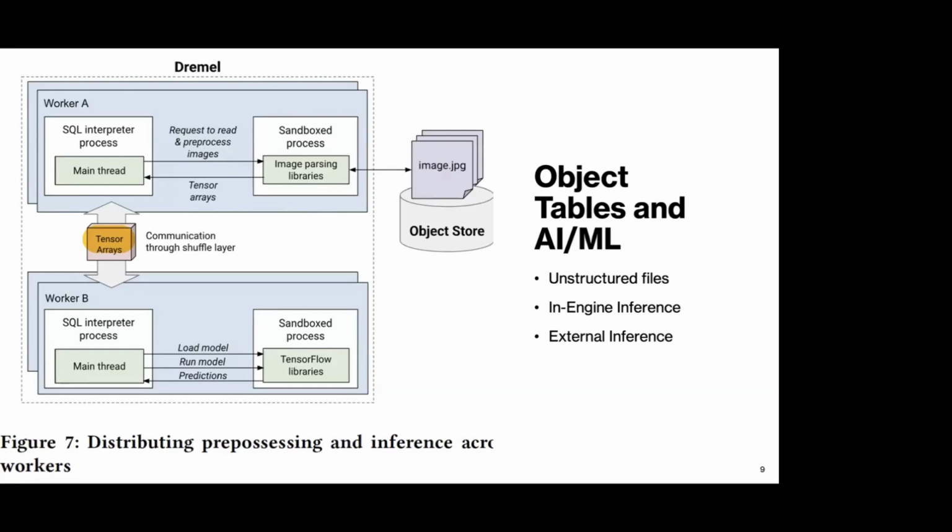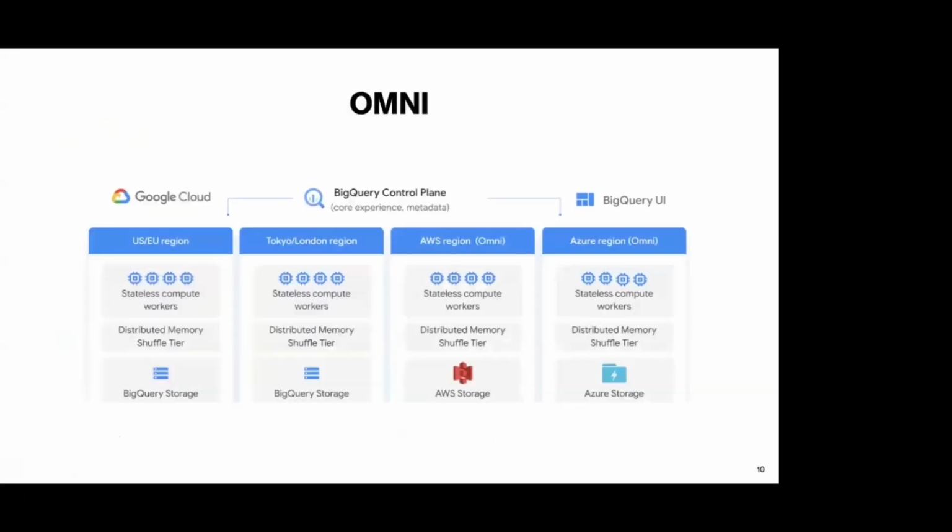What they do is that they load the data and the model on different workers to reduce the amount of information that they have to hold in the worker memory, and they only communicate the tensor arrays, which are much smaller. So this way they can do what they call in-engine inference. And for external inference, so let's say you have an ML model deployed somewhere, they just call the API. They don't need to do anything smart about that part.